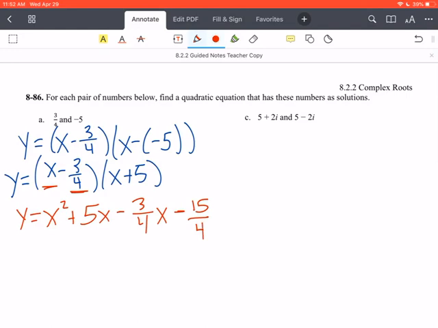So that is going to be, let's see, we can combine our like terms. Sorry, I am looking at something and questioning myself.